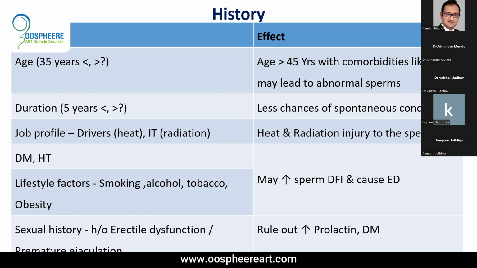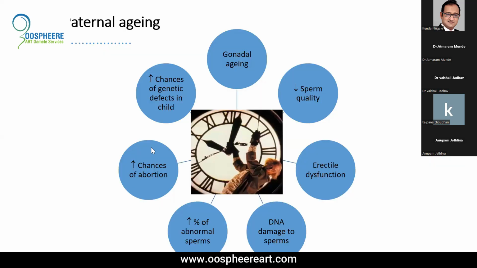History of erectile dysfunction and premature ejaculation needs to be discussed at length with patients, especially if the patient has diabetes mellitus or is extremely stressed. These are the paternal changes that I was telling you: DNA damage, increased abnormal sperm, and increased genetic abnormality in the children, and causing abortions.